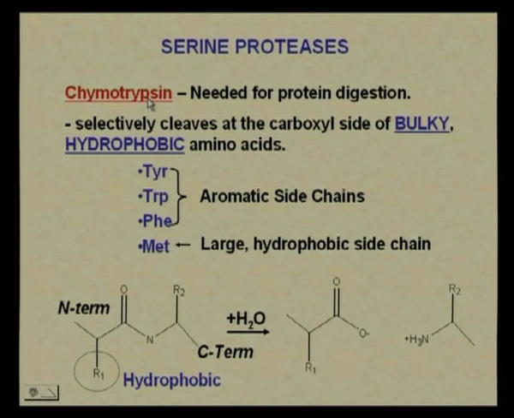Now, chymotrypsin is a serine protease. What does it mean? It means that the active site contains a specific serine residue that takes an active part in the catalytic mechanism of this protein. Okay. So, chymotrypsin is basically also a protein. Okay. These are all enzymes. So, these are all biological catalysts that are proteins.